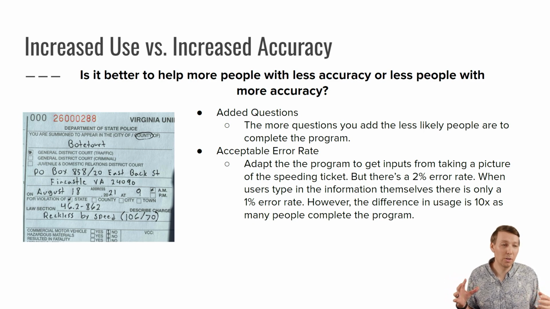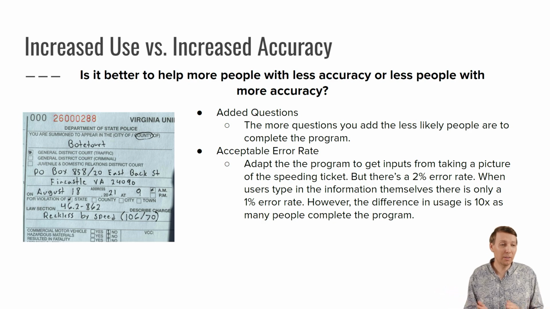So let's say that we could program our app to get the speed and the limit from just taking a picture of the speeding ticket. However, we get a 2% error rate. For whatever reason, 2% of the time it gets the wrong numbers. When the user types in the information themselves, perhaps there's only a 1% error rate. However, the difference in usage is 10 times if you go with the automatic picture-taking of the speeding ticket, because generally if you ask fewer questions, more people complete the program. And so now the question becomes, is it better to help 10 times as many people but have a 2% error rate, or help 10 times fewer people but have a lower error rate?